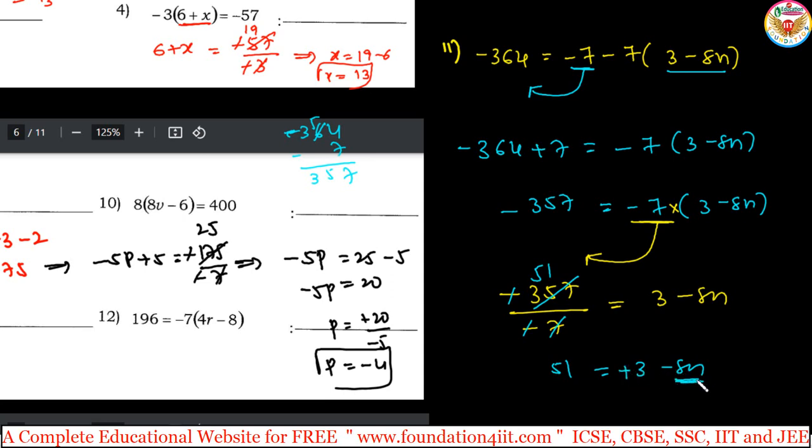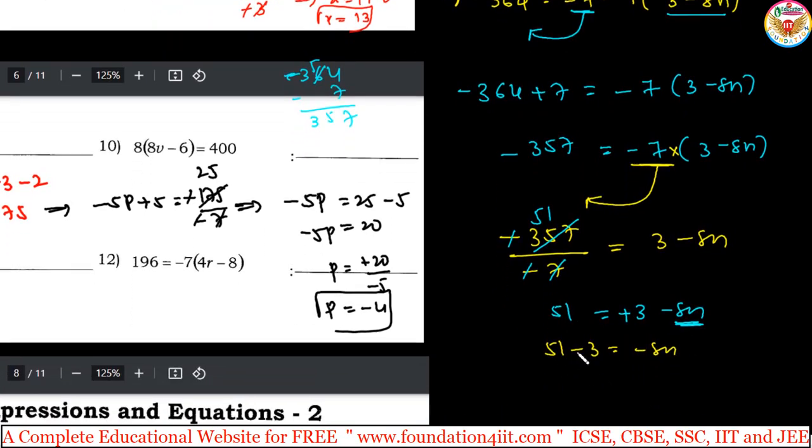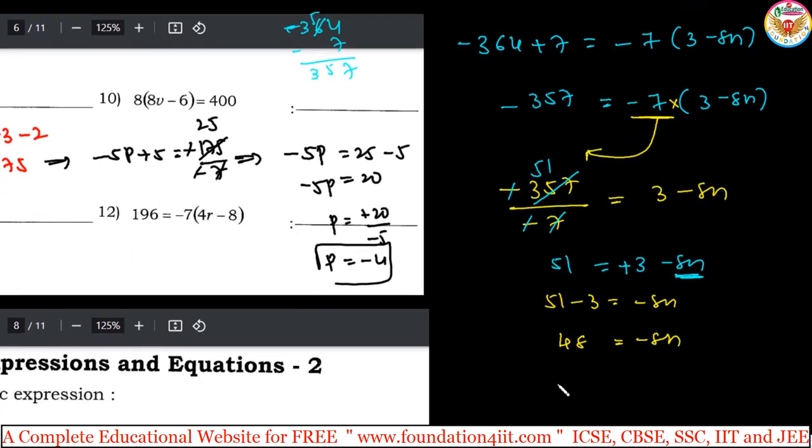This is one set now. So 3 takes this side: 51 minus 3, 3 taken to the LHS. Minus 8n. Then finally, 51 minus 3, you can subtract: 48 is equal to minus 8n. Then minus 8 is multiplying with n now, so divided by minus 8, that is equal to n.